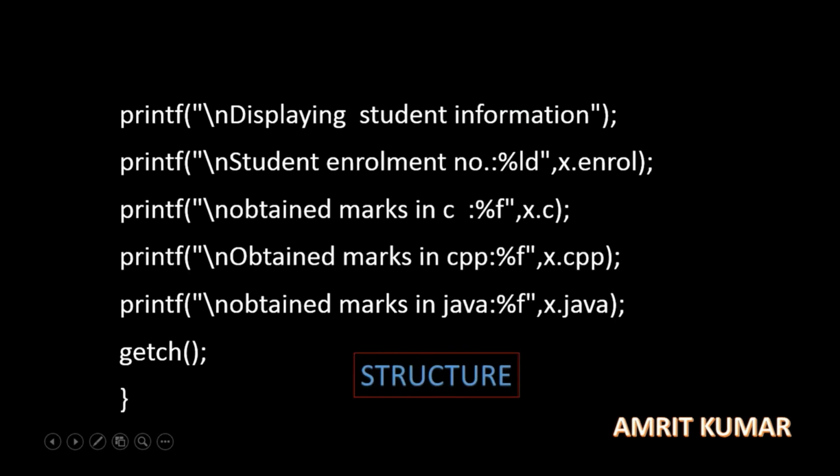Then I am using the printf function to display these things. In the similar way, I am displaying x dot enroll as a long integer, x dot c as a float value, x dot cpp as a float value, and x dot java as a float value. So this is the working principle: the variable x can access each and everything of the data type that we have created, the user defined data type in a structure. This is a very interesting thing.